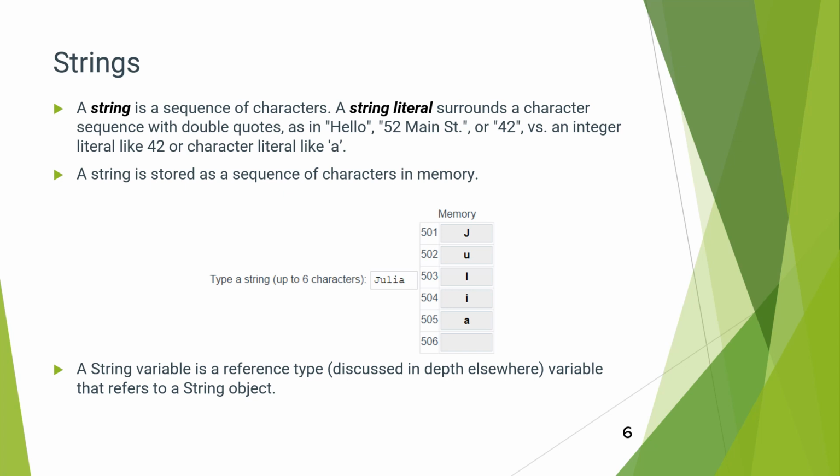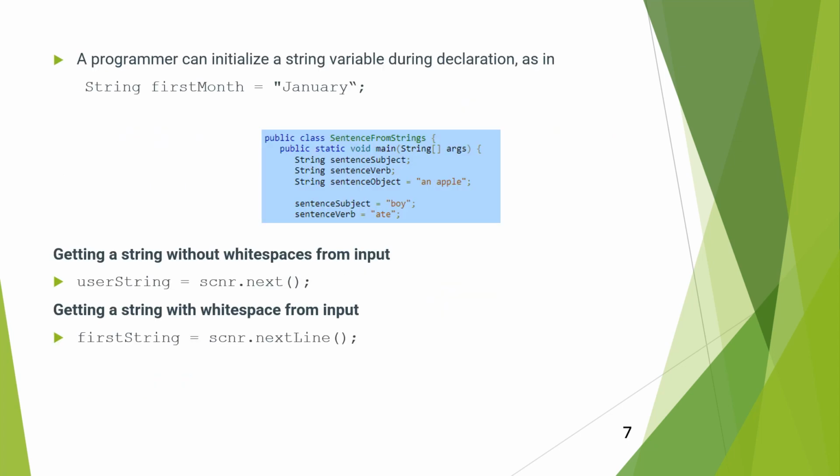A string variable is a reference type variable that refers to a string object. So a programmer can initialize a string variable during the declaration, like String firstMonth is equal to "January". In this example, you can see a string sentence, object, verb, etc. Getting a string without white spaces from the input is just scanner.next. Getting a string with white spaces from the input is scanner.nextLine, so it reads the characters in the next line as well.